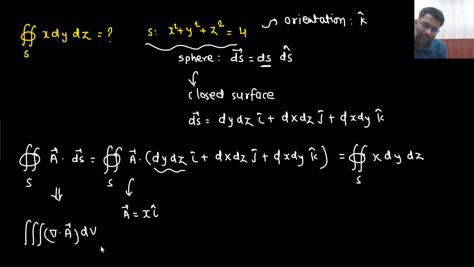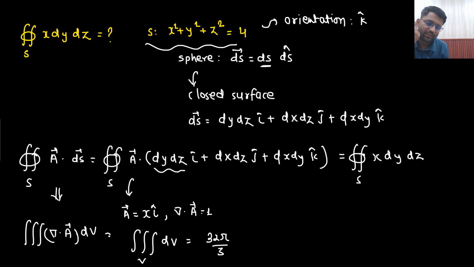Del dot A dv. Okay. What is the value of del dot A? So del dot A will come out to be 1 only. So, sir, it is simply coming out to be equivalent to volume V. What is the volume V? 32 pi by 3 is the answer.